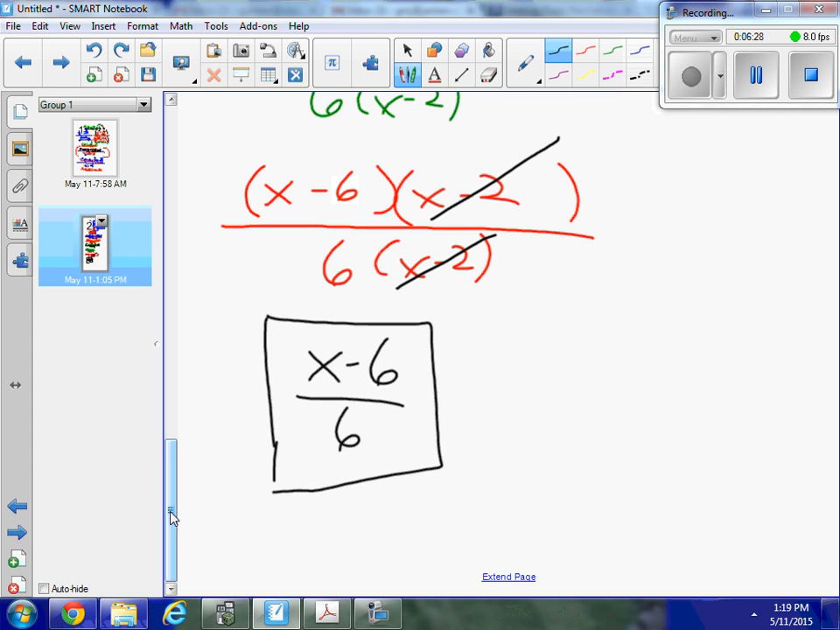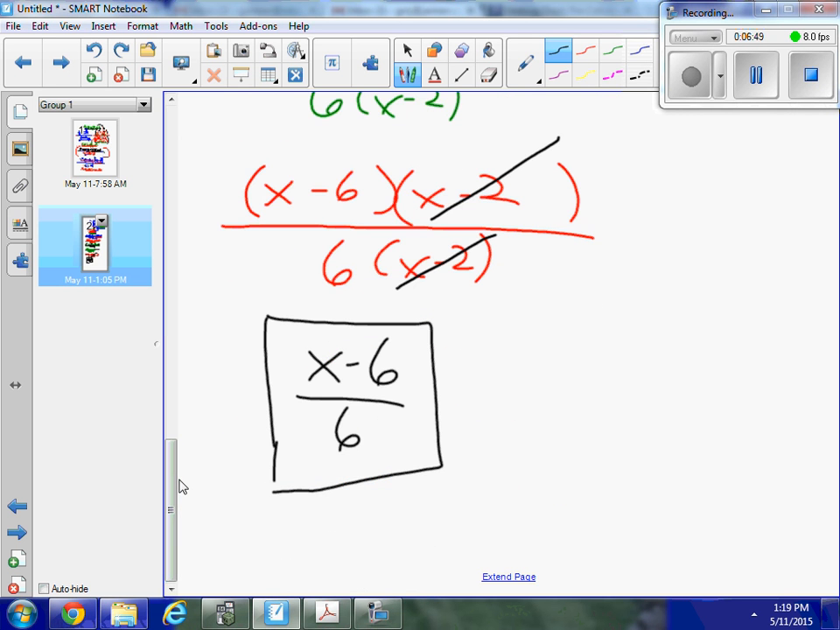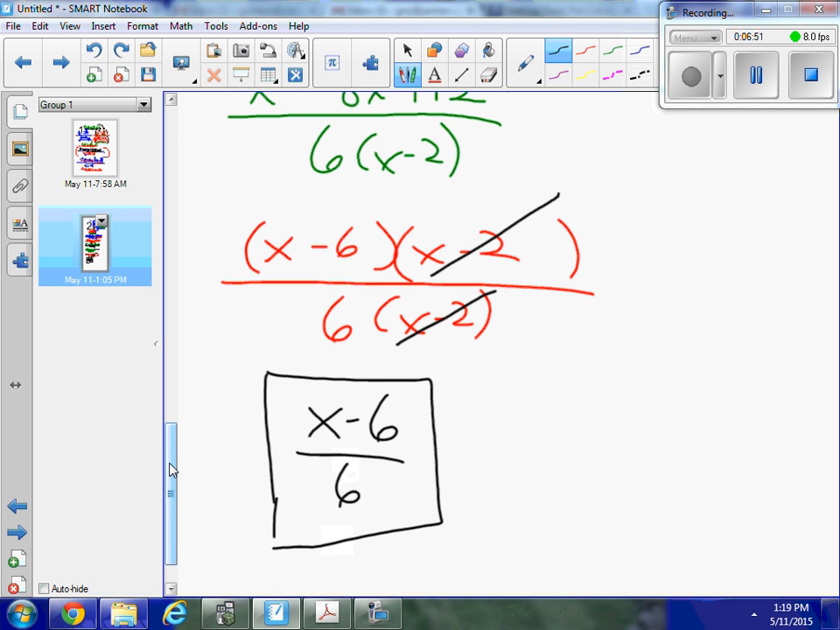Now, just to point out, in other circumstances, this may not be factorable. Or it may be factorable and there might be nothing you can cancel out. But if it's factorable, you need to factor it to see if there's something that you can cancel out. Because if there's something that you can cancel out, the correct answer, the simplification, requires that you cancel it out.